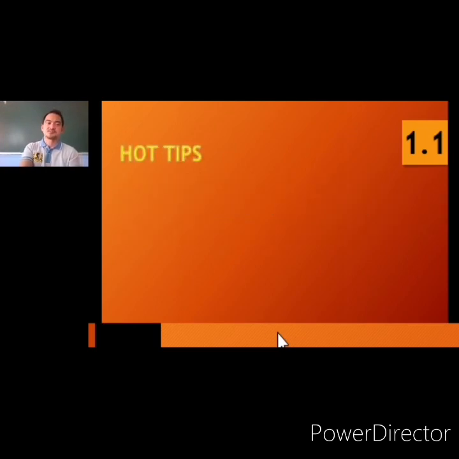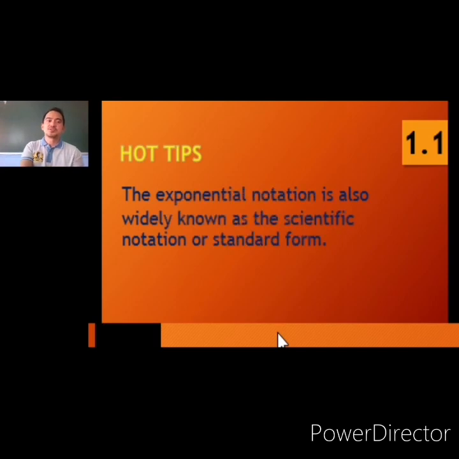Hot tips. Exponential notation is also known as scientific notation or standard form. So do not get confused between exponential notation and scientific notation. They are the same.